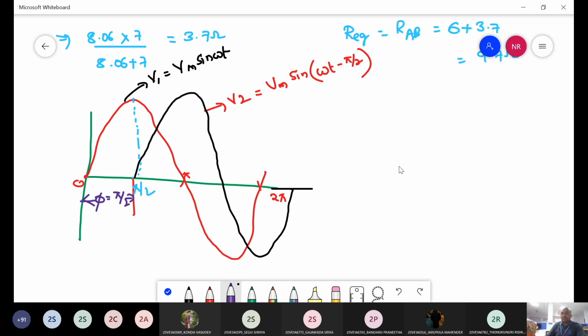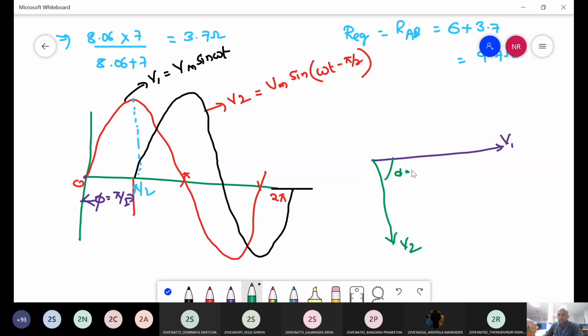So in the phasor, suppose here I am considering V1 as a reference one, because of sine omega t, it starts from 0, so it is the reference one. Then V2, is it lagging or leading? Lagging. Lagging by how much? Pi by 2. So lagging means where do I have to draw? Here it is lagging. This is V2.